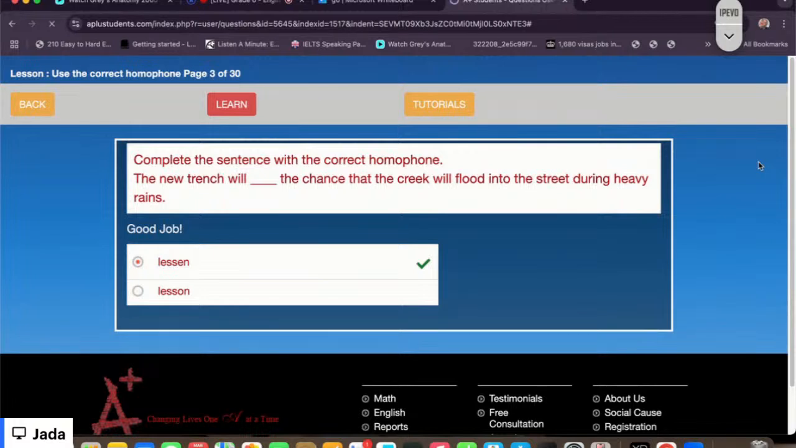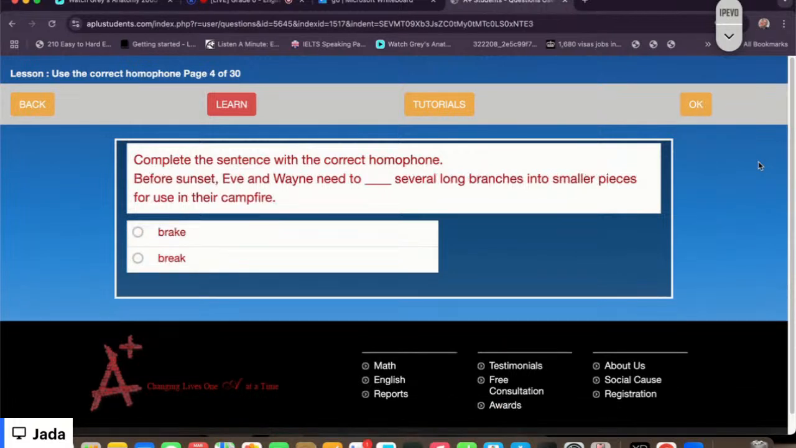Okay? So before sunset, Eve and Wayne need to dash several long branches into smaller pieces for use in their campfire. Break or break? So which of them?